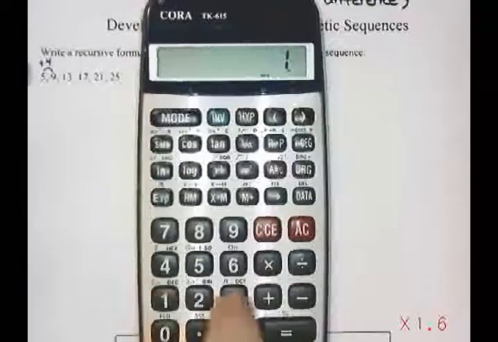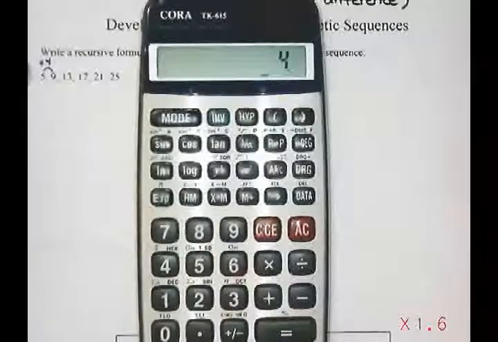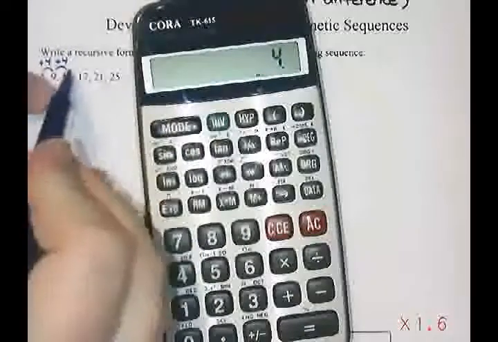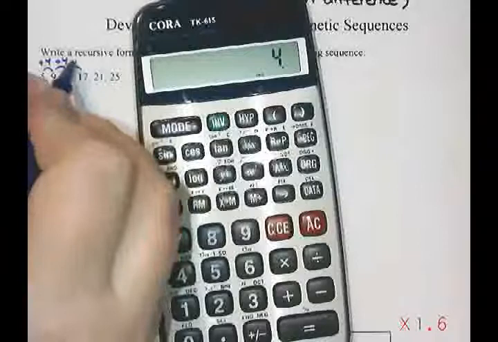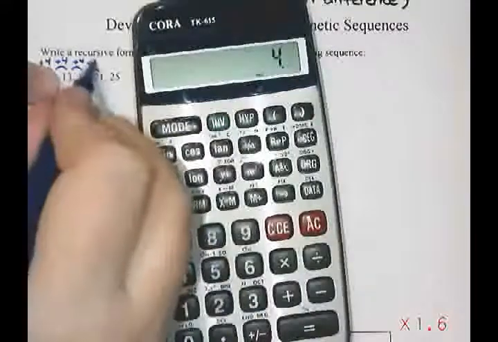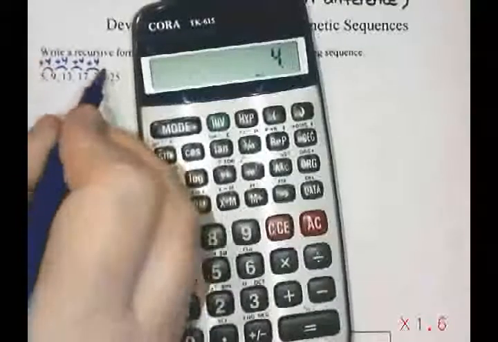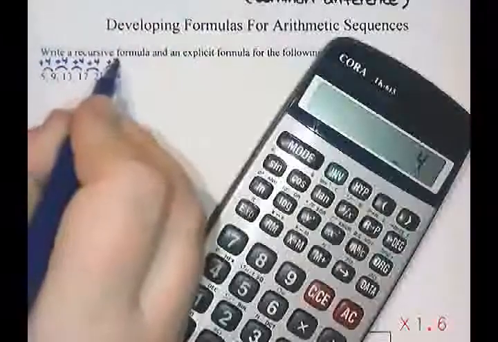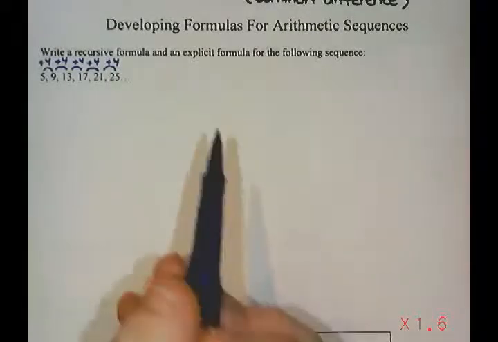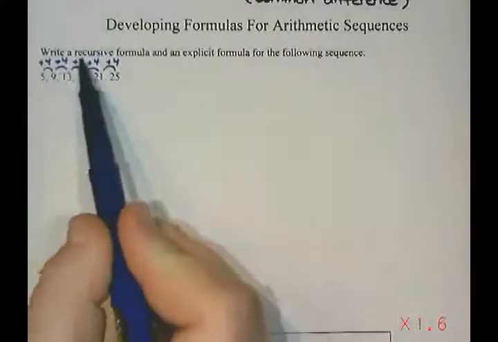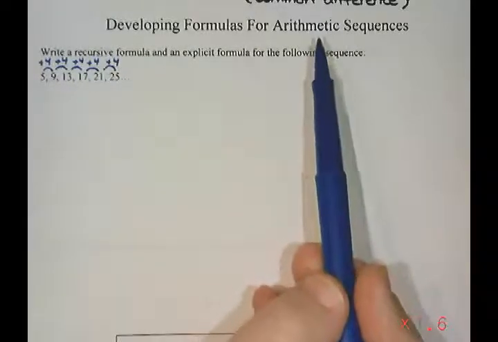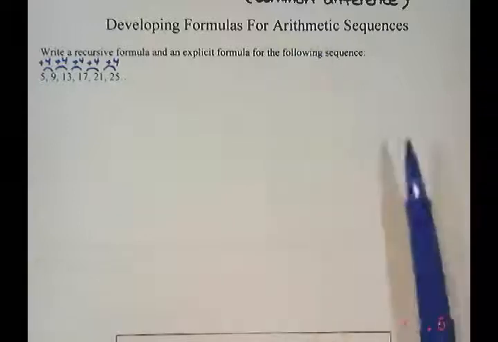If I try doing 13 take away 9, I've also added 4. And if I check, 13 plus 4 is 17. 17 plus 4 is 21. And 21 plus 4 is 25. So definitely see a pattern here where we're adding 4 each time, which actually makes it an arithmetic sequence because we're adding the same number every time, we're adding 4.